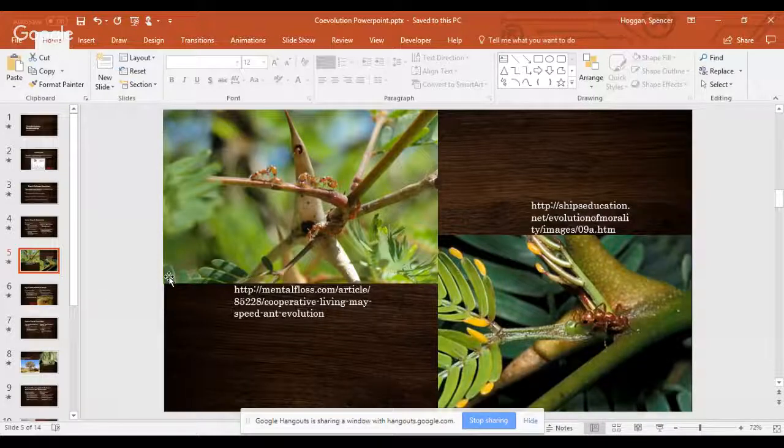It has been shown that these species are now so tightly knit that these trees can't actually survive without the ants anymore, and the ants aren't going to live without the trees. They become so interdependent on one another.